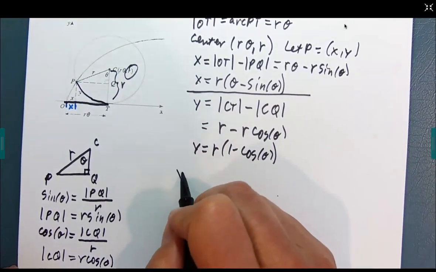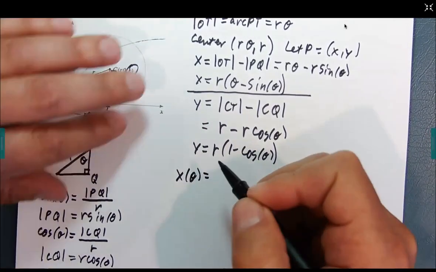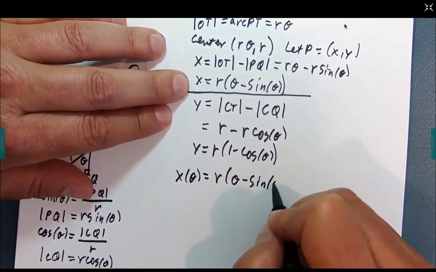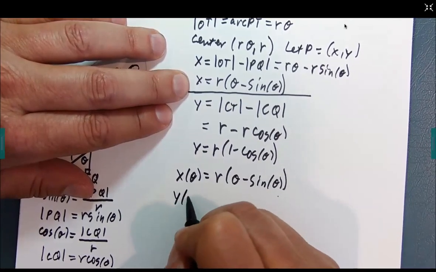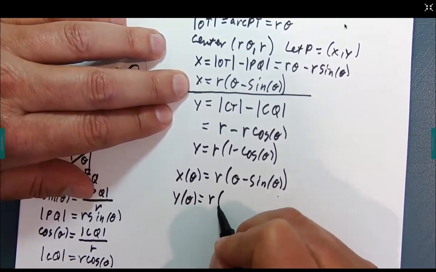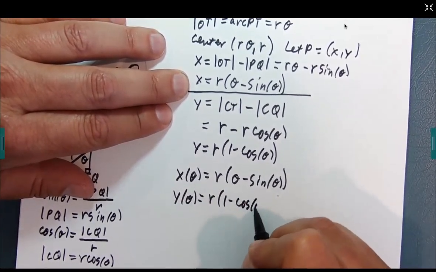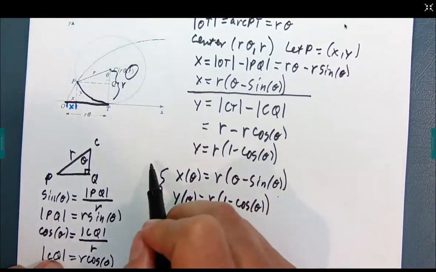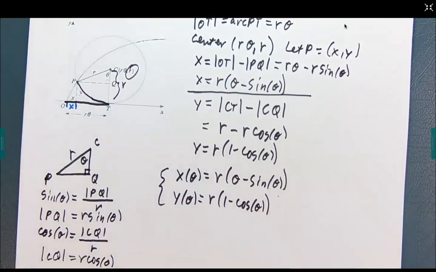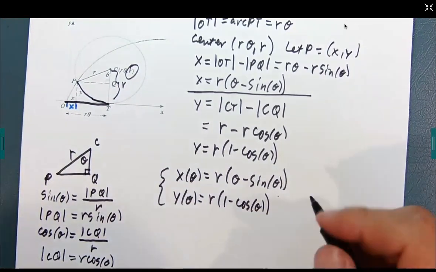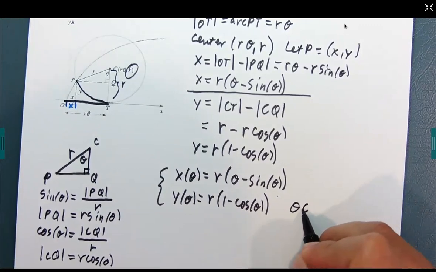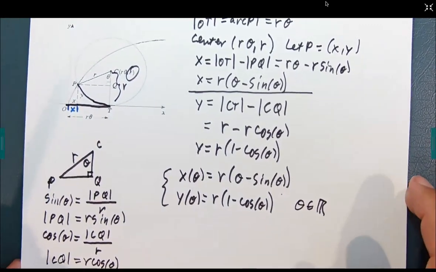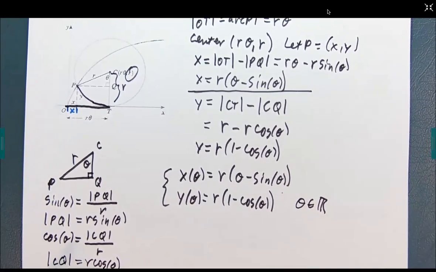So let's rewrite it. X of theta is R times theta minus sine theta. And y of theta is R times 1 minus cosine theta. So here are our parametric equations for a cycloid. That is super cool stuff. I want to add that theta is going to be any real number. Neat stuff. We'll do more with cycloid in other videos.